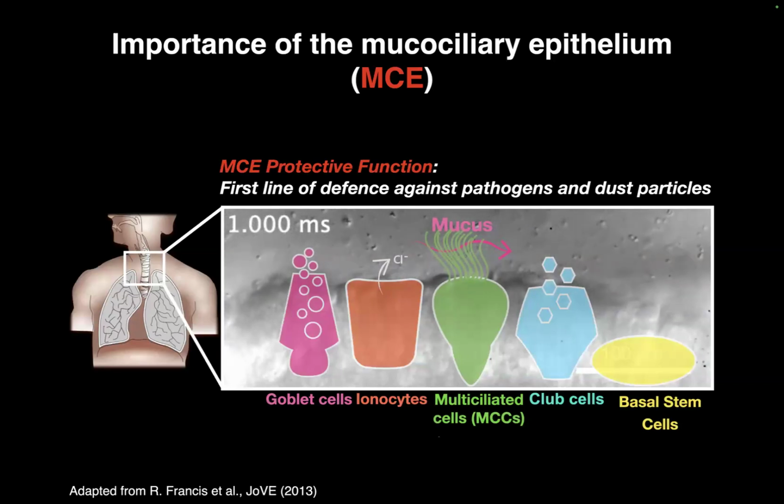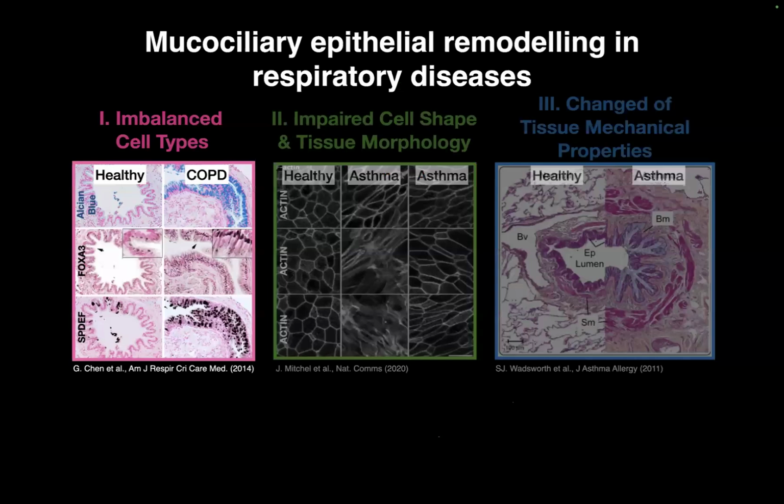However, this protective function of the mucociliary epithelium is heavily impaired in patients suffering from chronic respiratory diseases, for example, asthma or chronic obstructive pulmonary disease. In these patients, the mucociliary epithelium is heavily remodeled on multiple levels. For example, they have changes in the cell type composition. In COPD patients, we have an increase in the number of mucus-producing goblet cells, and this is a condition called goblet cell hyperplasia.